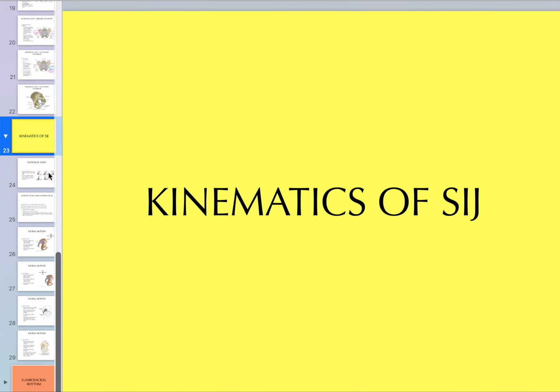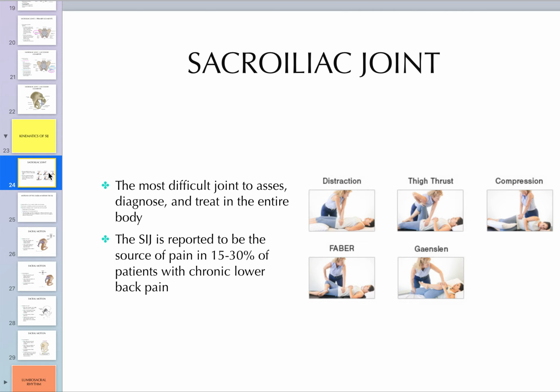So finally, let's take a look at the kinematic motions of the sacrum. The sacroiliac joint is one of the most difficult joints to assess in the entire body. It is typically reported to be a source of pain in about 15 to 30% of patients with chronic lower back pain. So there's a bunch of different tests that you guys will learn through the program that you can use as a cluster of tests to assess the sacroiliac joint. There is also a ligamentous stability test that you guys will learn. But these are some typical tests that are presented to you in physical therapy school that I use to assess the stability of the sacroiliac joint.